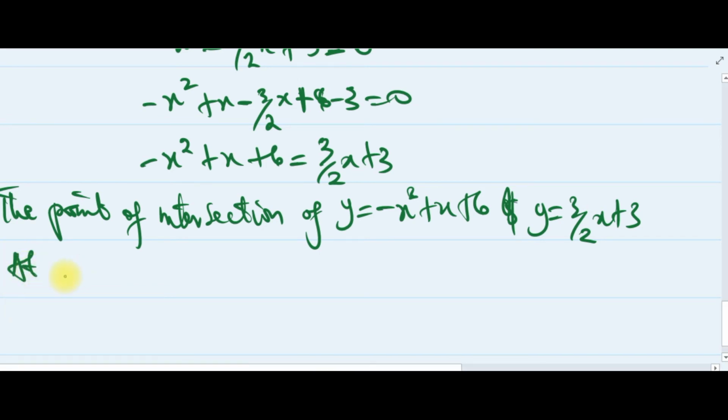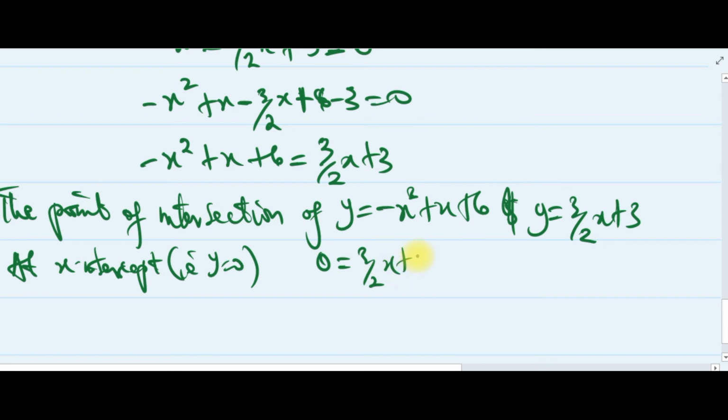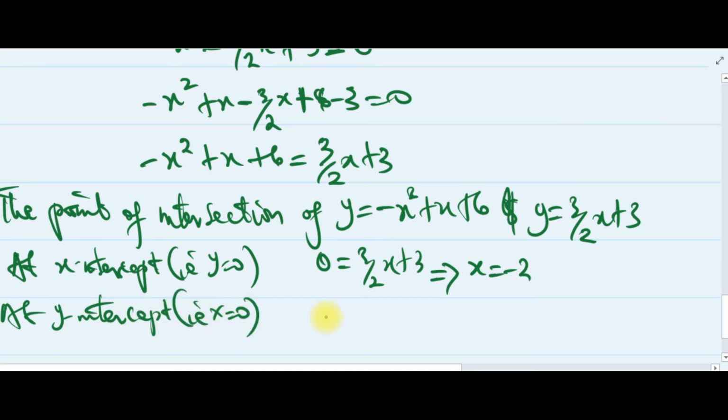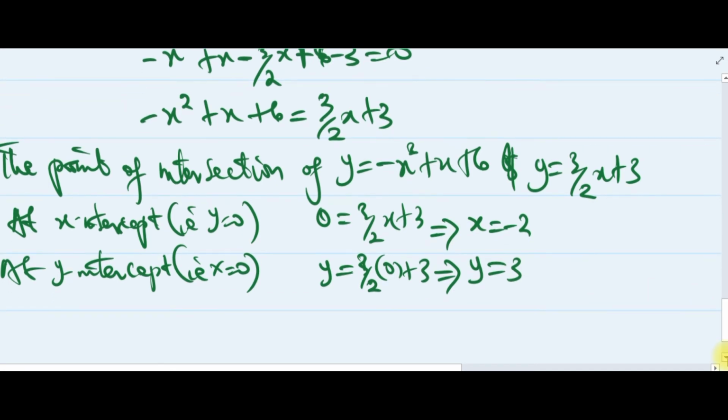So at x-intercepts, that is y is 0. So we have 0 equals 3 over 2x plus 3, which implies that solving for x, we have x is minus 2. At y-intercept, that is x is 0, y equals 3 over 2 times 0 plus 3. So solving for y here, y is 3. So these are the intercepts, the x and y intercepts.